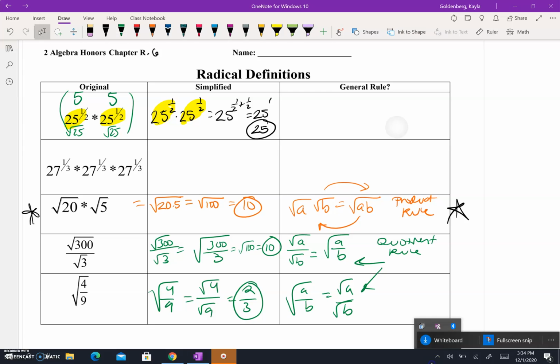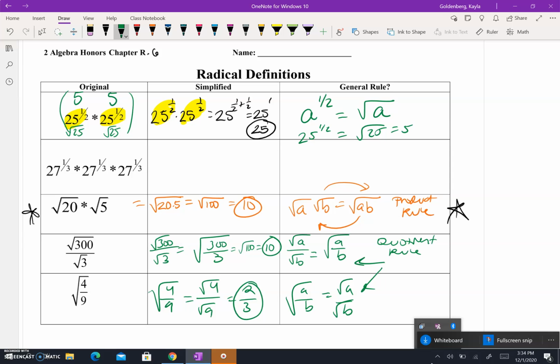So the general rule is that if I have a number raised to the 1/2 power, that's the same thing as the square root of the number, which is a really weird but kind of interesting thing. So it's saying like 25 to the 1/2 power is the same thing as the square root of 25, or 5. And you can kind of see that really nicely in our example.